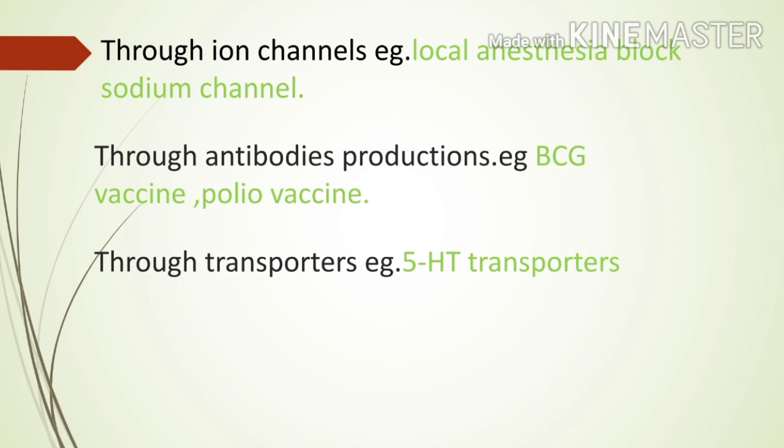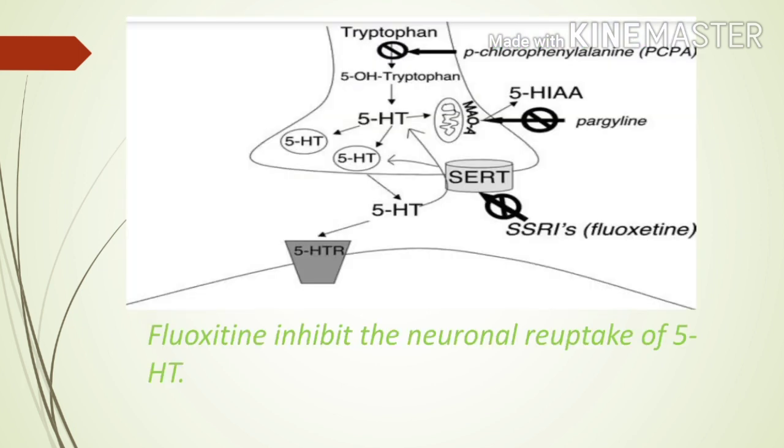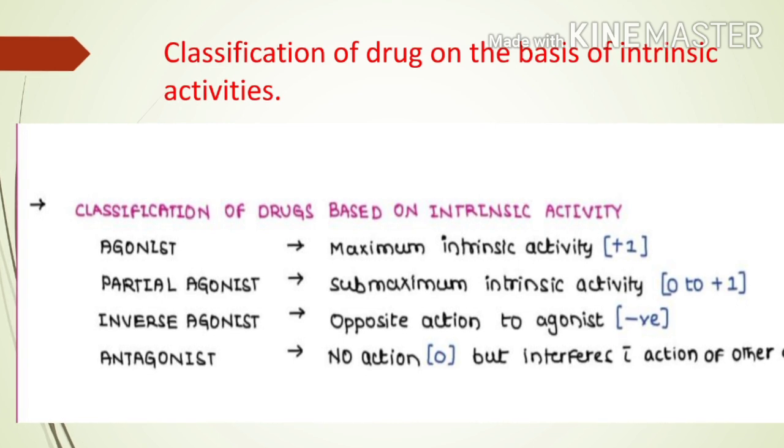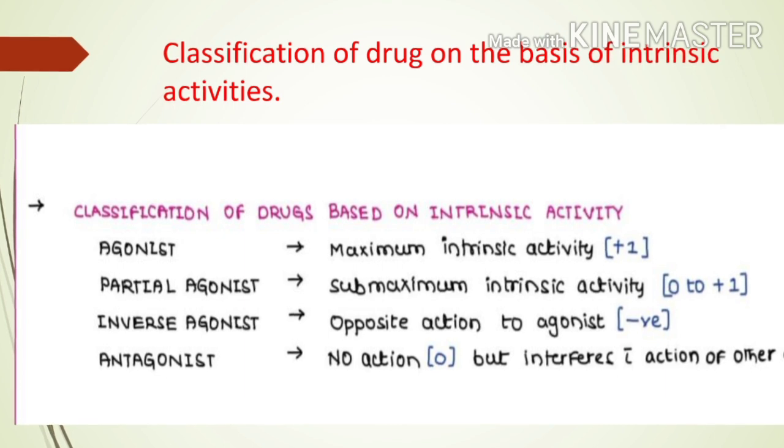Some drugs show their action by binding to transporters. Selective serotonin reuptake inhibitors inhibit reuptake by 5-HT transporters and cause an antidepressant effect. Receptor mediated action of drug includes agonist, antagonist, partial agonist, inverse agonist. Agonist shows maximum intrinsic activity.